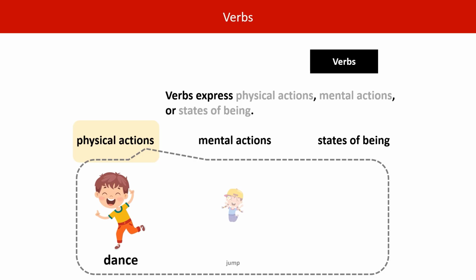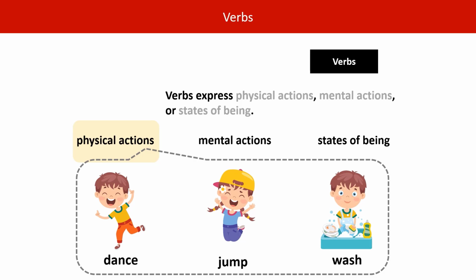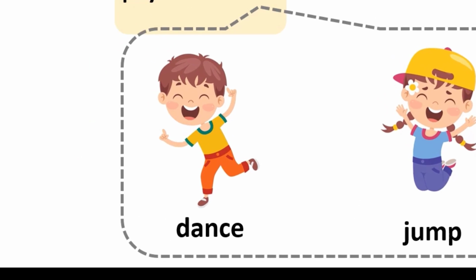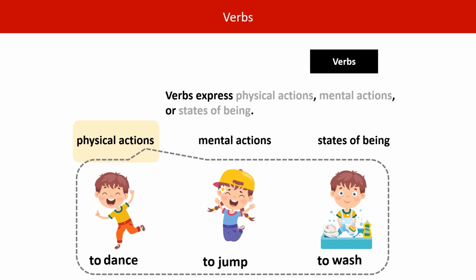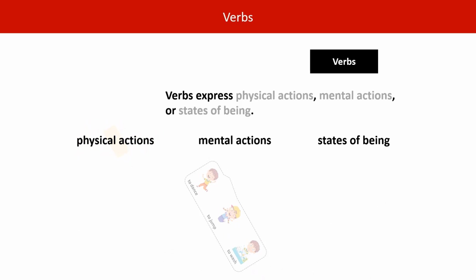Dance is a verb. Jump is a verb. Wash is a verb. When you're naming verbs, it's quite normal to put a "to" in front. This makes it clear that it's the infinitive version. This just means it's the version you would find in a dictionary. So we might say to dance, to jump, to wash. Okay, so these are obviously physical actions.